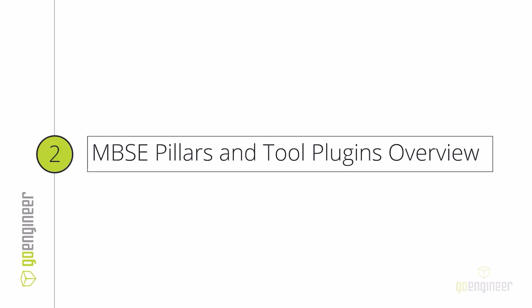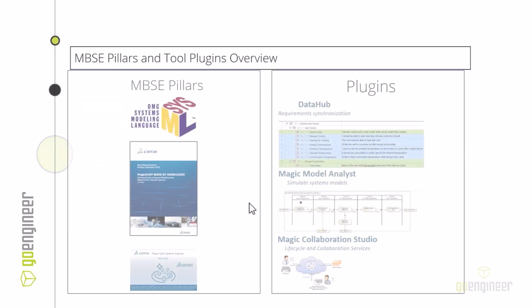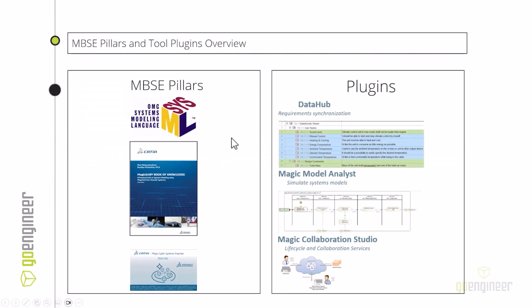So now that we went over what MBSE is, we'll go over the pillars and also some of those tool plugins, just a quick overview before we dive a lot deeper into them. So there are three pillars of model-based systems engineering. The first one is the language, and this is the graphical language that everyone uses whenever they're doing model-based systems engineering, so that we're on the same page, and we'll really talk about some of the advantages of that as we move on through the presentation.